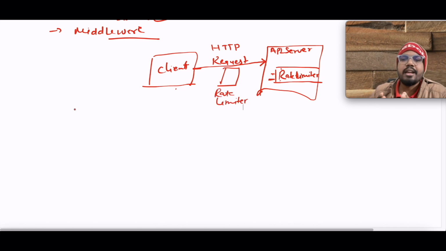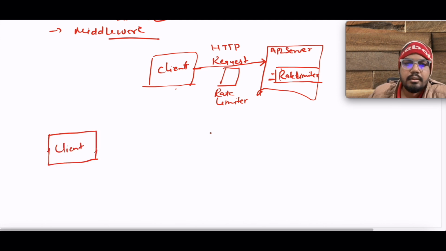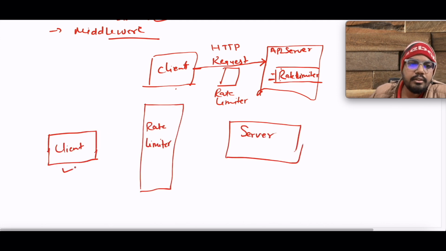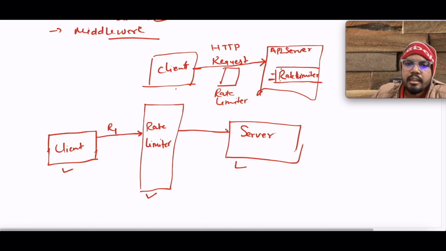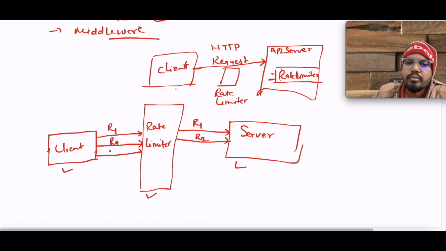Let's see how we can put the rate limiter between client and server. Suppose you have a client, you have a server, and you put the rate limiter in between. Let's take the example that you configured the rule in the rate limiter that you only allow 2 requests per second. Suppose in 1 second you get request 1; it goes through the rate limiter and reaches the server. Now request 2 will come. Because you configured 2 requests per second, in the same second request 2 passes through the rate limiter and reaches the server.